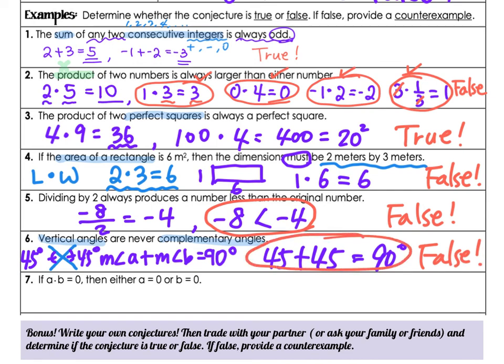Counterexample. Number 7, if A times B equals 0, then either A equals 0 or B equals 0. We know already anything you multiply with 0 will become 0, right? So 0 times B equals 0, A times 0 equals 0. So that will always be true. So this is a true statement.